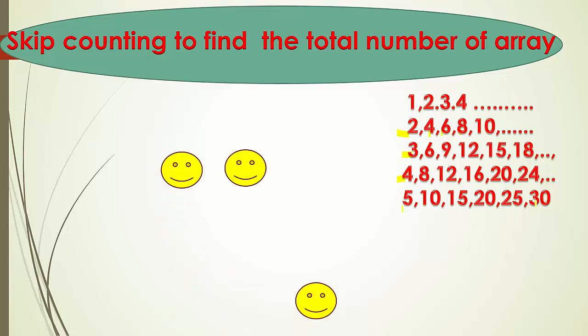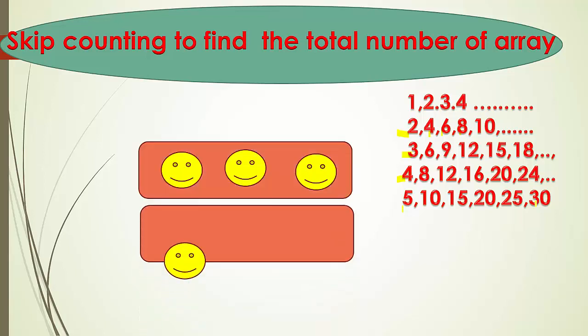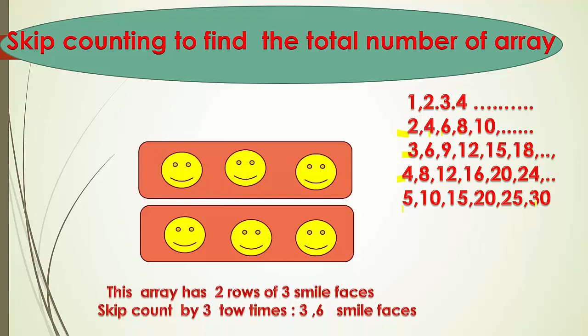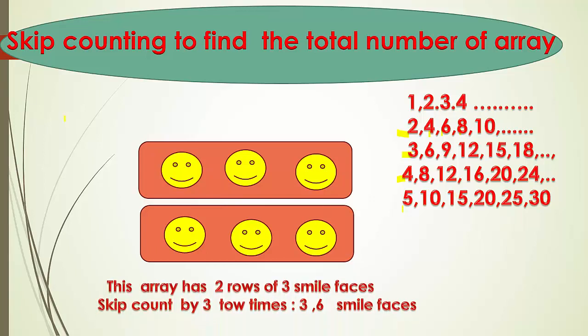Here I have this array. My students, if I ask you how many rows do you see here? Yes, 2 rows. In each row, how many smiley faces are in each row? 1, 2, 3. So I'll skip count by 3. So I will say 3, 6.